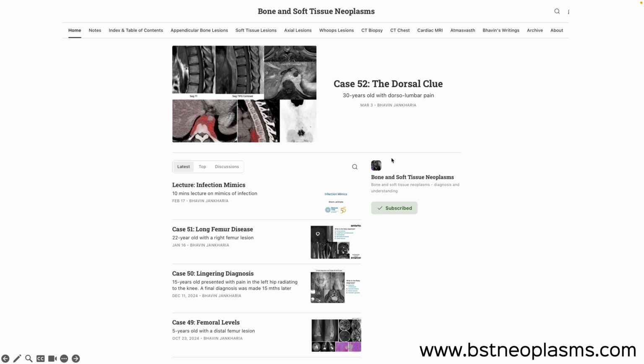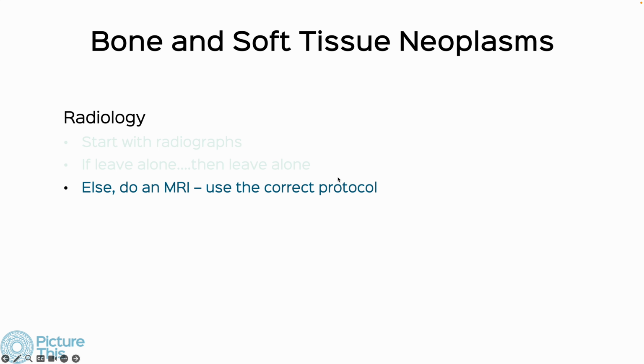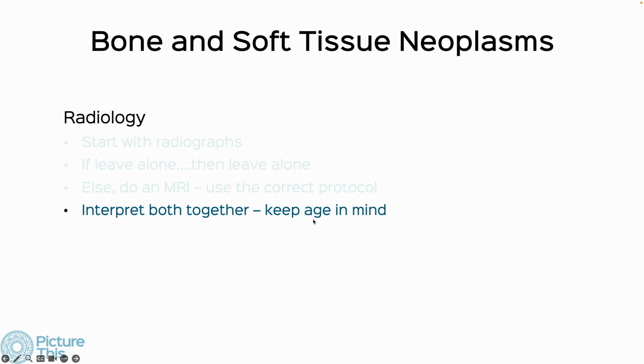So today's lecture was basically to talk about the radiology and MR of focal bone lesions. You start with radiographs. If they are leave alone, then leave them alone. You should know what is a leave alone lesion. Else do an MR, and of course if the radiograph is normal but the patient is still symptomatic, do an MR, use the correct protocol. Interpret the X-ray and the MR together.